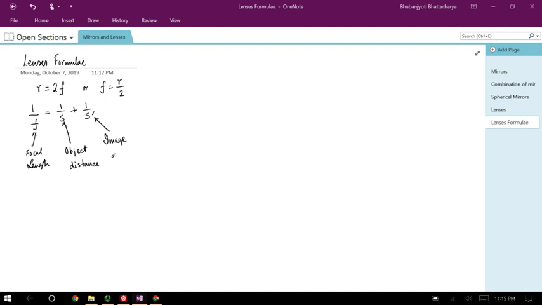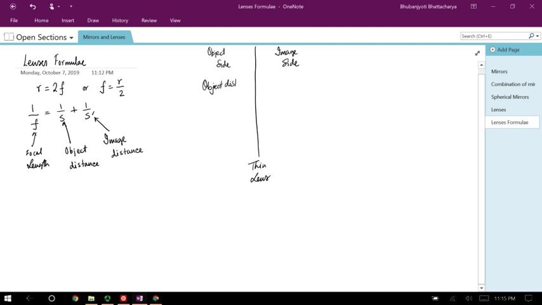Now, in order to do math with this, we'll have to remember the convention. So the convention is that if this is the object side of the lens, right? So this is the object side of the lens, and this is the image side of the lens. Once the object side is known, the other side has to be the image side, and this straight line is the thin lens in the middle, right? Then what happens is over here on this side, object distance is positive.